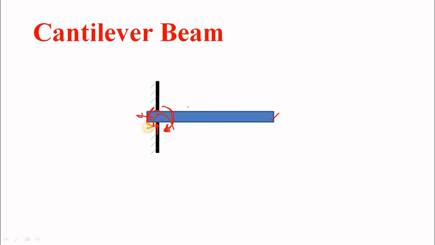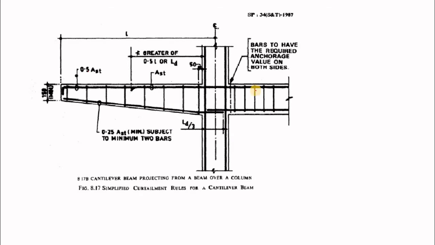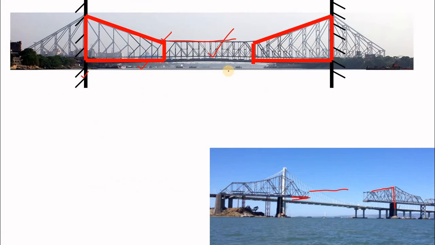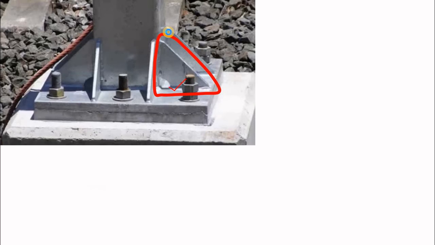So for any cantilever beam, there is only one support, that is your fixed support, and the other end is free, there is no support. Again let's see in the picture. Here you can see this is the free end, and this is the fixed end. Again, for this bridge also, this is the fixed end. You can consider this as fixed end, and this is the free end where this simply supported truss rests on. So this is known as your cantilever beam.